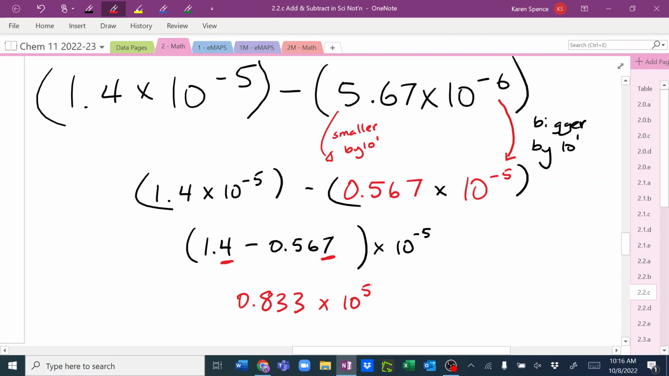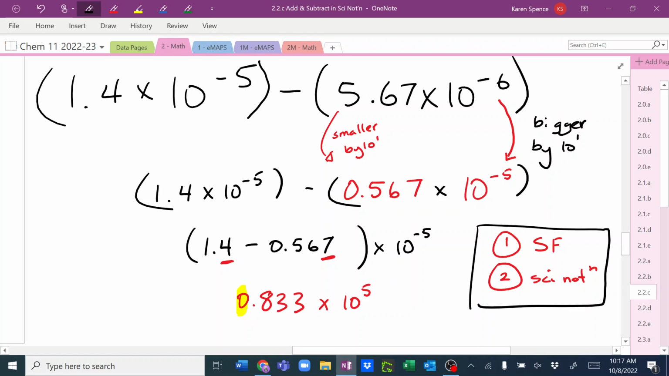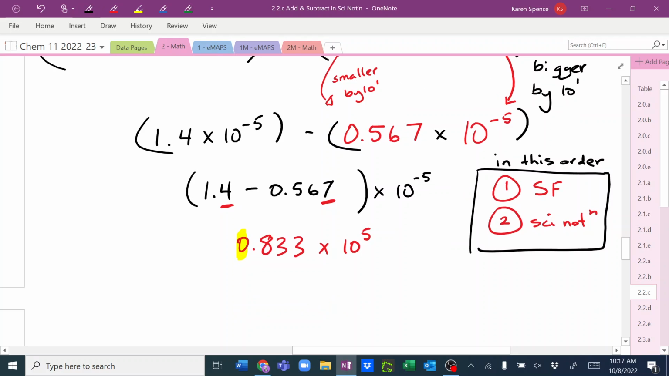Now there's two problems with this number as it stands right now. The first problem is that we need sig figs. And then the second thing we're going to have to deal with is scientific notation, because right now we have a 0 in front of the decimal, which means we're not in scientific notation. I want you to make sure that you do it in this order though, because I've been noticing that when people put it in scientific notation first, they can end up in trouble. I'll show you how that ends up being a problem in just a moment. But let's do it the correct way first.